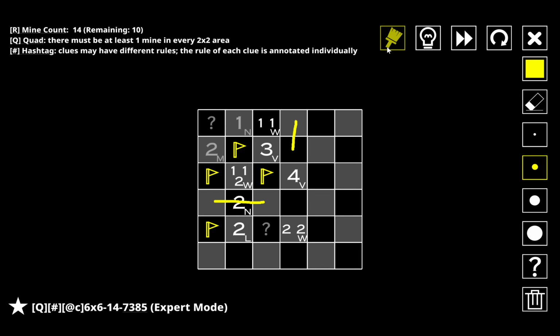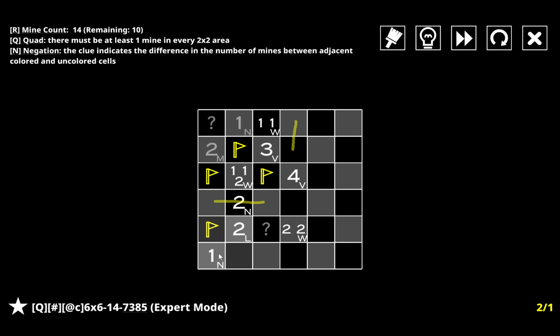We also now know that this 2 liar is, first we know it has a mine up here, so it must now be a 3. We know that last mine must be somewhere in here because of this square. So I'll just get rid of this atrocious square drawing. And we know that this one basically is a non-mine. 1 negation's finished, so there we go.